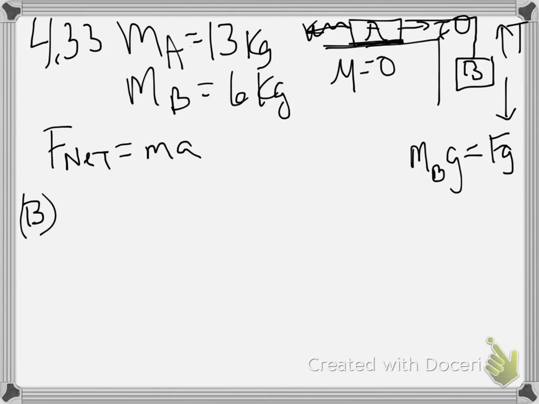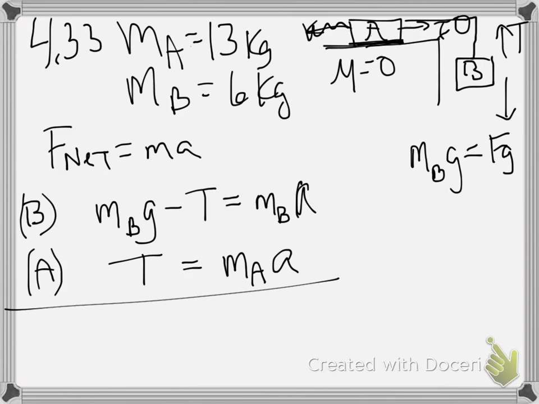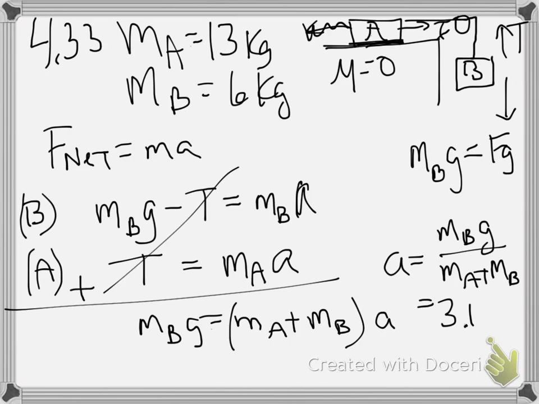So if I do this for mass B, F net is going to be MB times G minus the tension equals MB times A. Lowercase a. And that A is not P or A subscript because the acceleration of the two blocks is the same. And for block A, tension to the right is going to cause MA to accelerate to the right. Simple math trick, we'll add, the tensions go away, and you get MBG equals MA plus MB both times A. Divide that over, and you get A is equal to MBG divided by MA plus MB. I think if you do the math, you get about 3.1 meters per second squared.